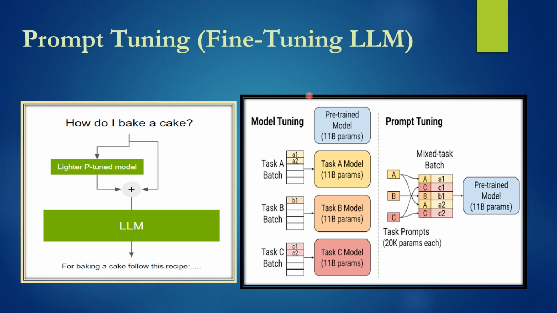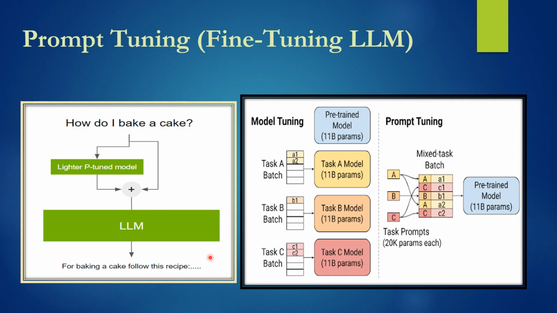So imagine you have a language model that can perform various tasks such as translation, summarization, and language generation. And to improve the model's performance on a specific task such as question answering, you can use prompt tuning by carefully crafting the way you present the task to the model. So here we have taken "how do I bake a cake?" So it shall give, for baking a cake, follow the recipe. So this process of using fine-tuning involves the following steps.